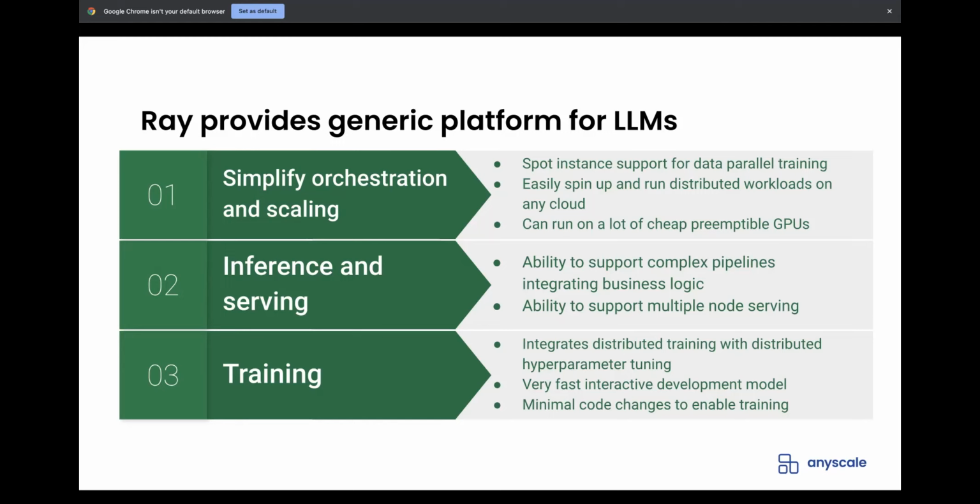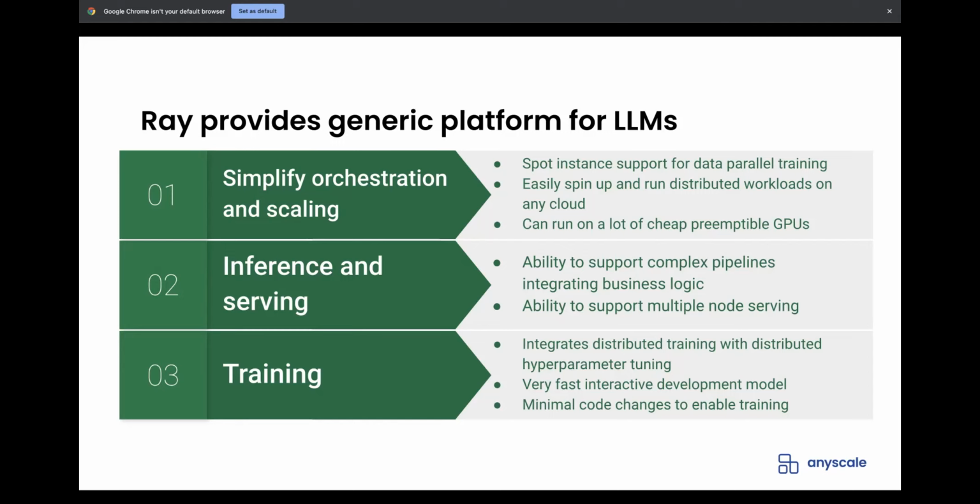On the inference and serving side, Ray can support connecting your inference logic with your business logic, right? Because everything is basically function calls between different pieces of Python code, right? And then we support multi-node serving by spinning up multiple replicas and having the routing logic so that we can handle a high QPS. On the training side, Ray comes with distributed data parallel training. So if you have a larger data set, by using multiple nodes, you can basically speed up the training with a linear speed.